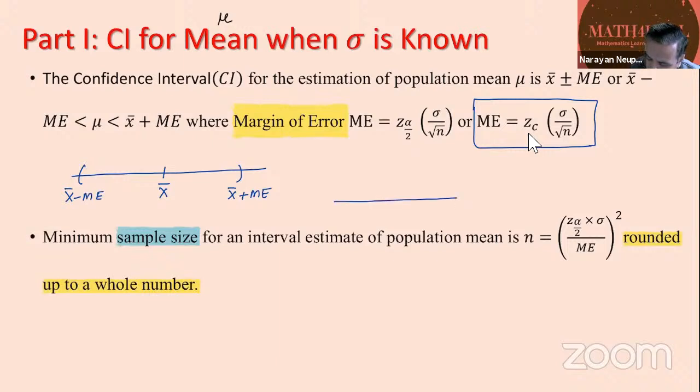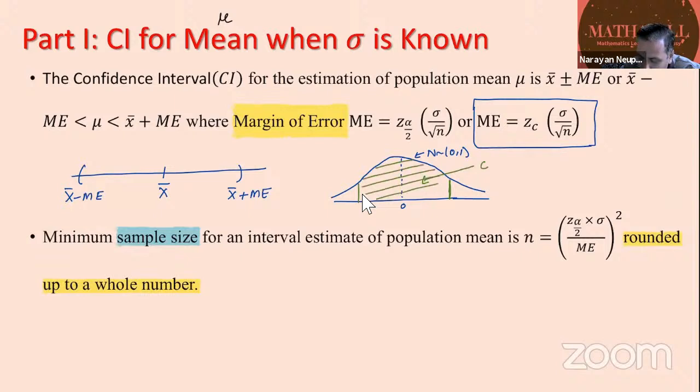Now, in order to find this Z sub C, Z critical, we use the standard normal distribution. That is something you should add in your note catcher. So we draw a standard normal distribution. When I say standard normal distribution, mean is 0, standard deviation is 1. So your mean of 0 lies at the center. Now if I am constructing the confidence interval, you will have the confidence level, 90%, 95%, whatever it may be. That is the area in the middle. So remember that C is the middle area under the standard normal curve.